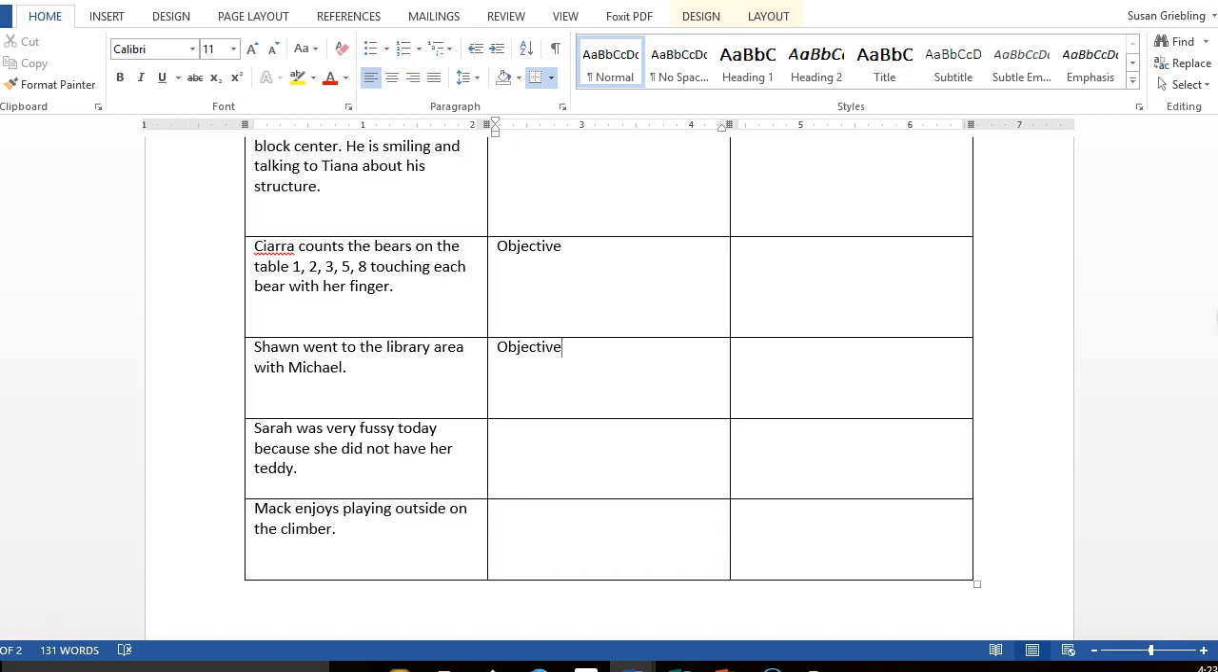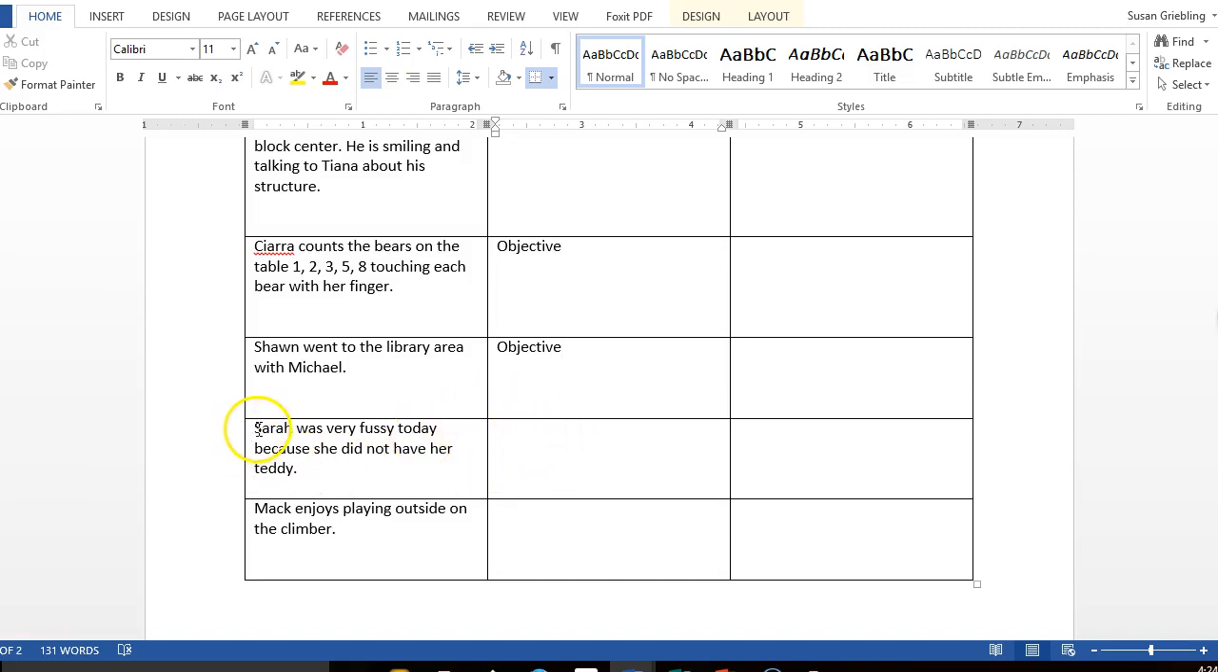It's an okay anecdotal note, but it doesn't really give us that much detail, does it? I would want to know much more of what happened with Sean and Michael, why they were at that library area. Did they pull out books and sit next to each other and read? Did they pick out a book together and ask the teacher to read it to them? Did they look at the pictures in a book and talk about them? This just doesn't tell me too much, but it is objective, okay? So let's look at the next one.